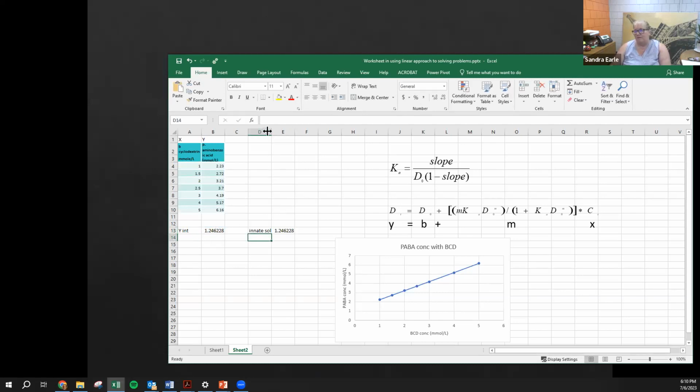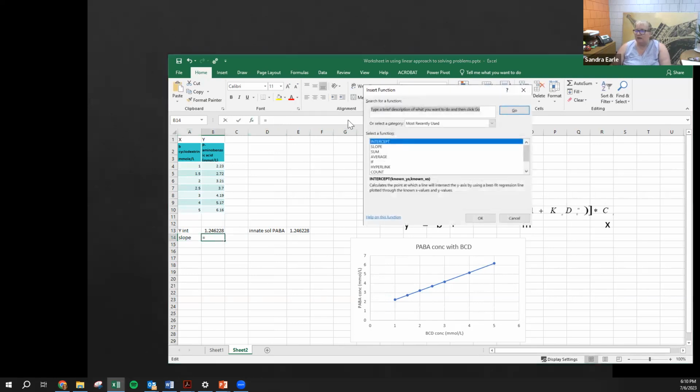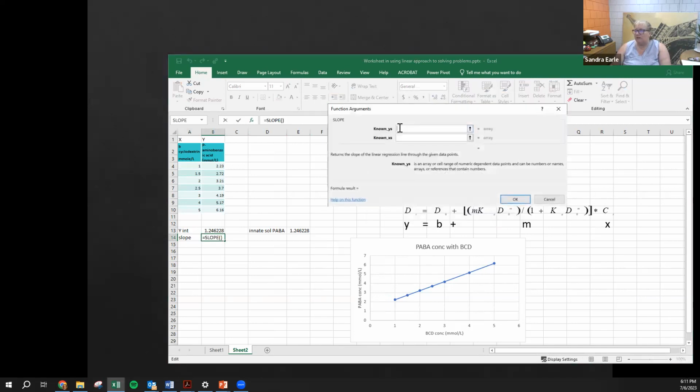All right. The other thing I want to know is the slope of our line, right? We want to know the slope of our line. So again, if I don't know what I need to put in here, a lot of times it'll bring up other things. So guess what it says? Slope. Returns the slope of linear regression line through given data points. That's what I want, right? I want the slope of that line.